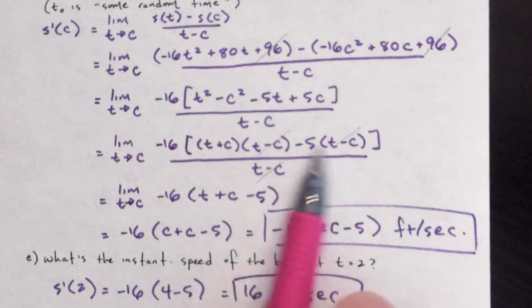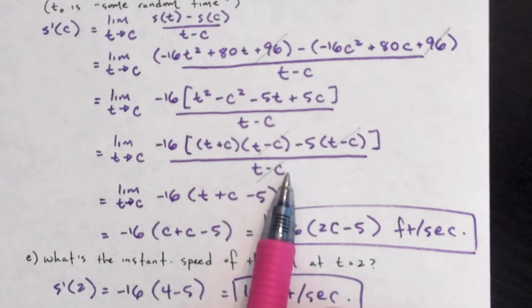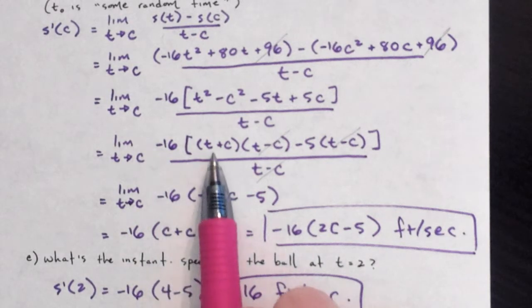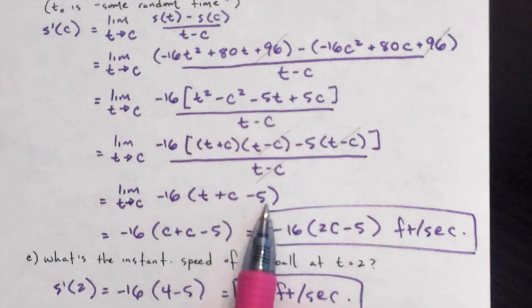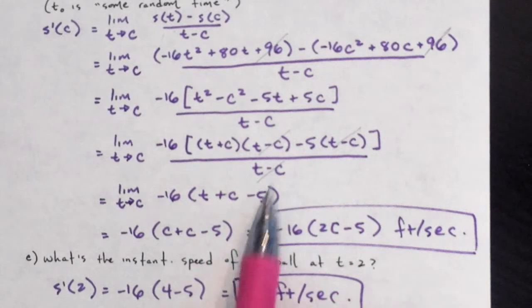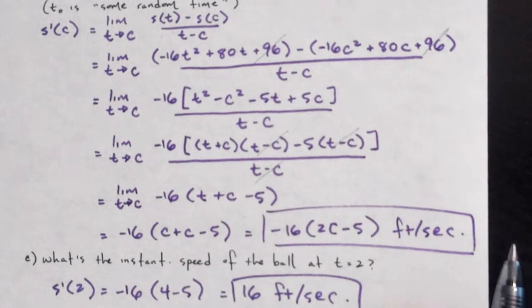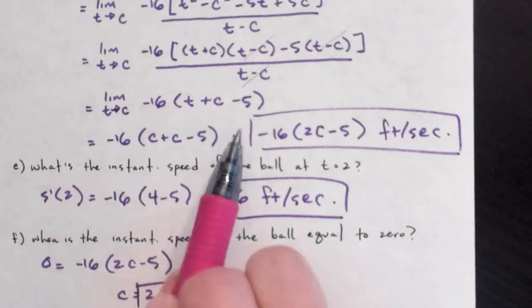But I know that these both are going to divide away with this one, so I just divide it away right now. And then I get left with the -16, the t plus c, and then the minus 5 right there. So that was tricky business. Okay, you might have to go back and take a look at that. We're asking on Monday.